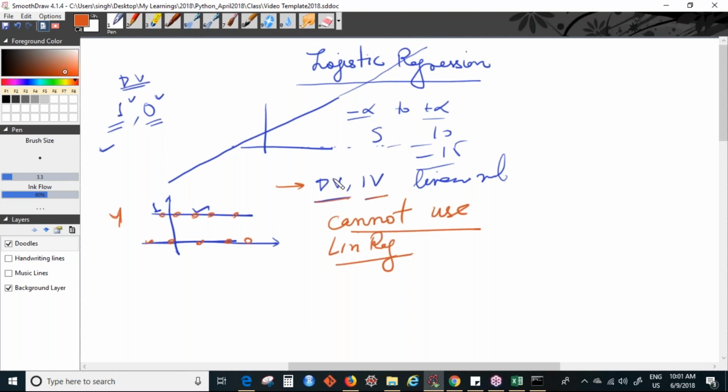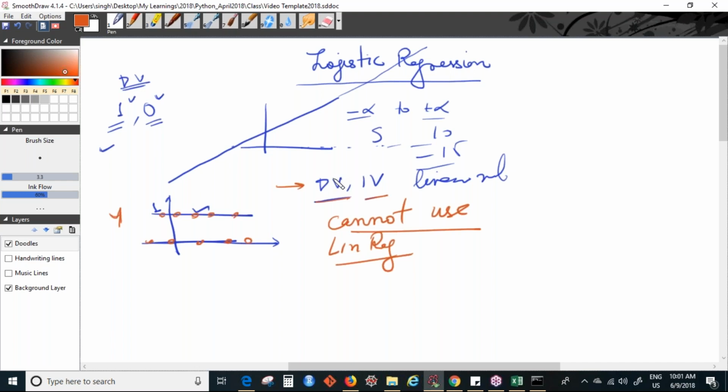Okay, so these are the reasons why we cannot use the same linear regression model to predict in cases where the dependent variable is categorical rather than quantitative. Okay, now let's come to logistic regression. So what do we do?